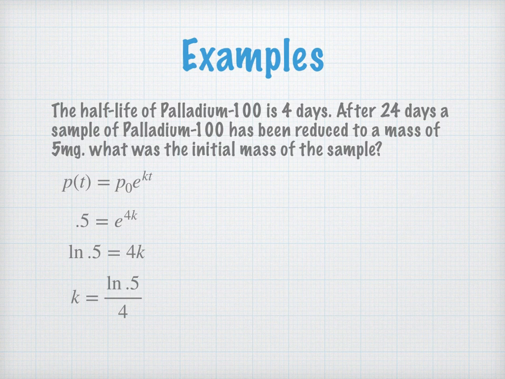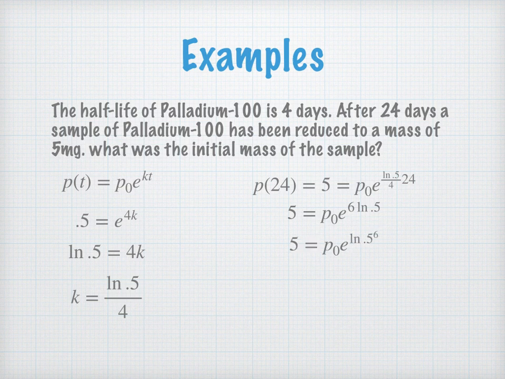Now, we know that after 24 days, so t equals 24, our mass is going to be 5 milligrams. So we could say 5 equals some initial population times e raised to our value for k times 24. Now we're solving for that initial population. And we get that our initial population is 320.